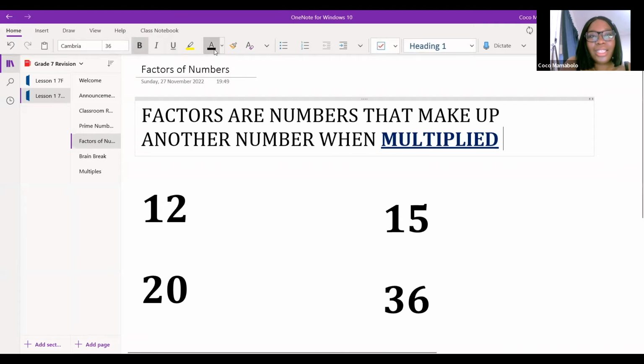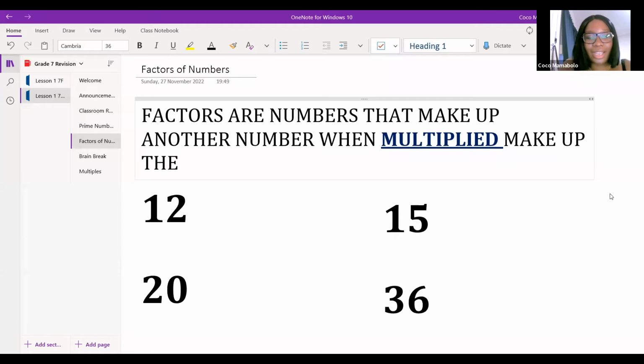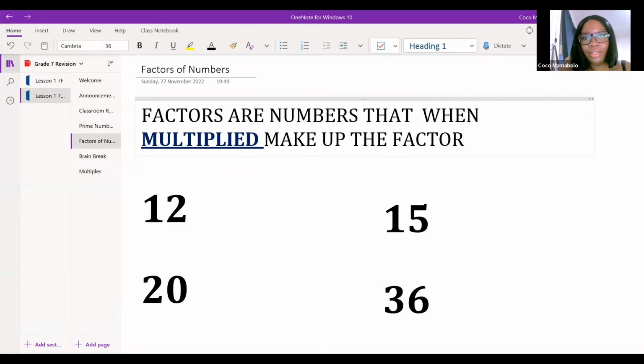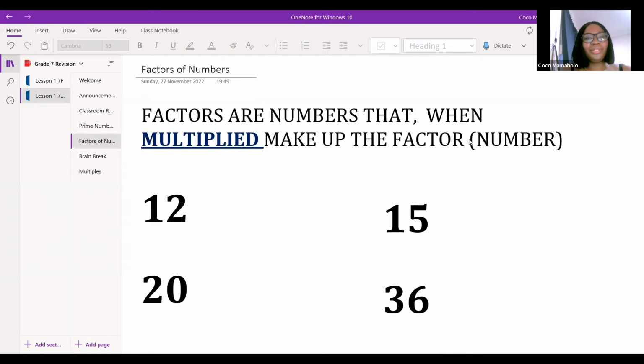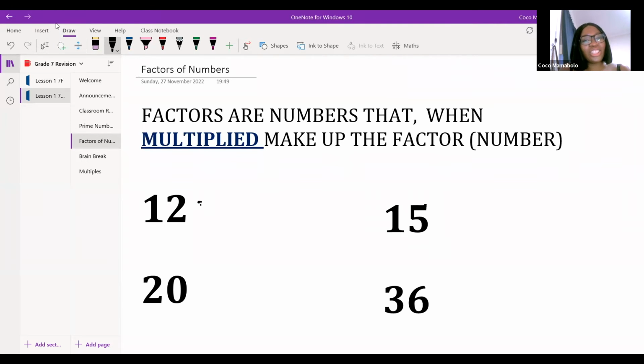Sorry, because even I'm like, Teacher Cat, what have I done here? Teacher Cat, don't laugh at me. Delete, delete, delete. There we go. Factors are numbers that, when multiplied, make up the number. It's going to make sense in just a second. My English, guys, my English is not Englishing. And I can tell by the way that Teacher Cat is looking at my definition, but it will make sense in just a little bit.